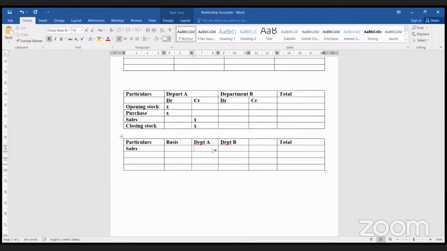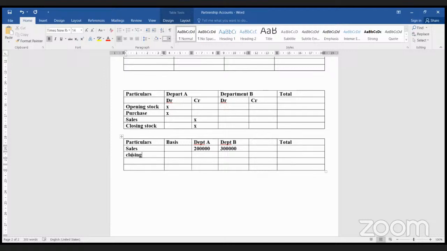Excuse me, children. Yes, sir. I'm sorry, children. Is this screen visible? So sales 2 lakhs, department A, department B 3 lakhs.